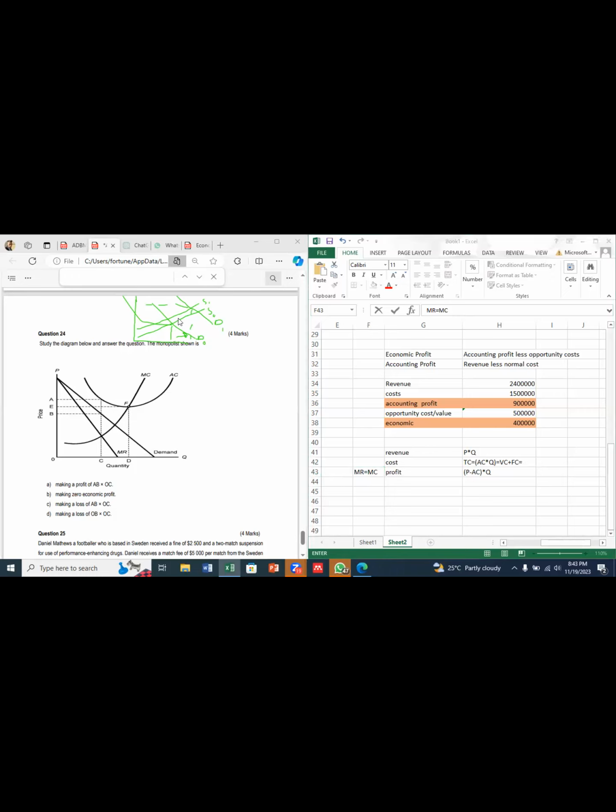All right, I've denoted a mistake here. This is not monopolistic competition, so this does not apply. Please pardon me. MR equals MC applies to monopolistic competition and perfect competition. That's why I said that when they say monopolist, sometimes it confuses me.